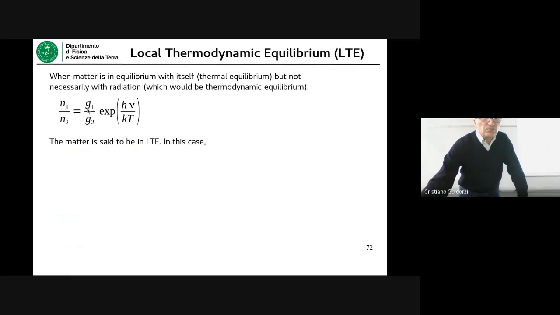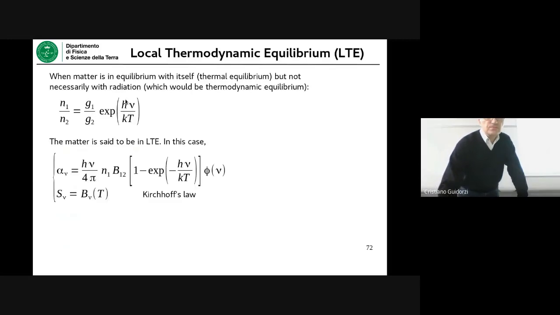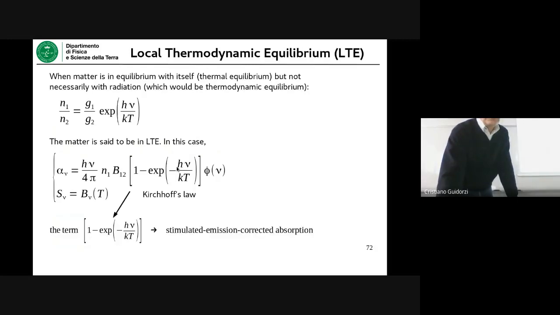G1 over N2, G1 times N2 over N1, and G2 is the exponential of minus, which is exactly this guy here. So in this case, this is the absorption coefficient. And it's useful to interpret the meaning of the term among square brackets. You see, 1 minus something, which is, of course, smaller than 1.